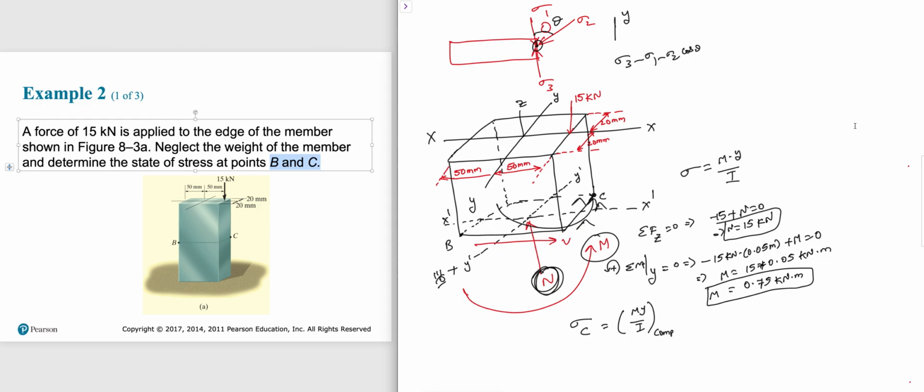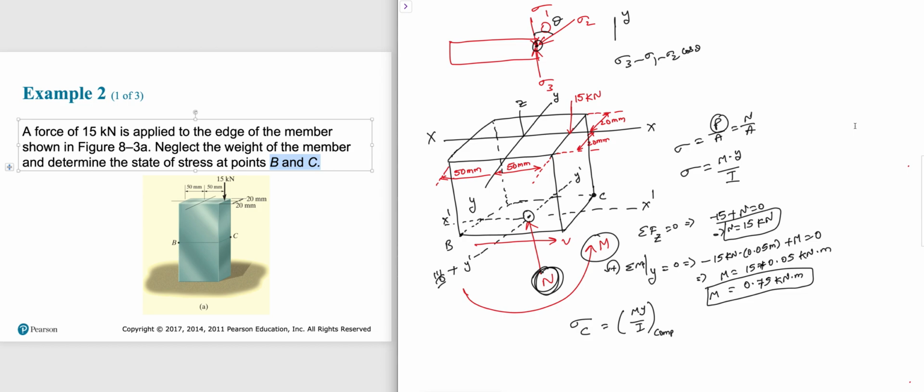Too many things here, let me... what about N? Oh, you may be thinking N is acting at this point. Is it? No, that is a normal force. Due to the normal force, what is the normal stress? Isn't the normal stress P over A, where P is the normal force, right? So in this case, it's going to be N over A.